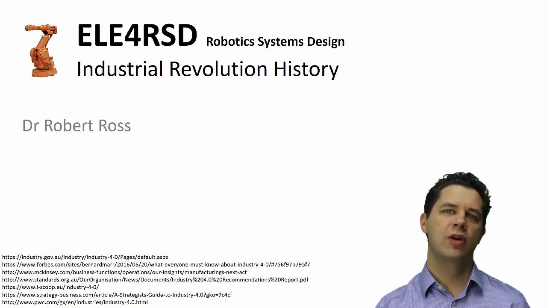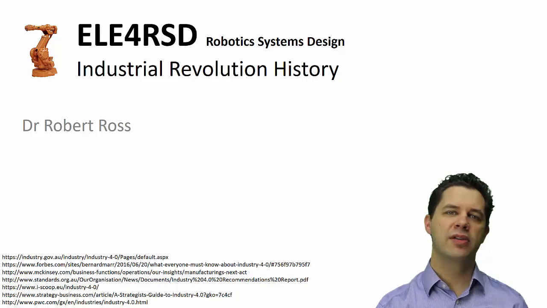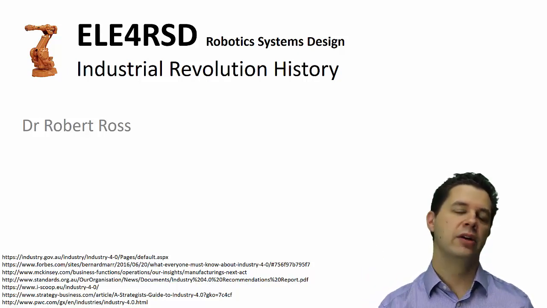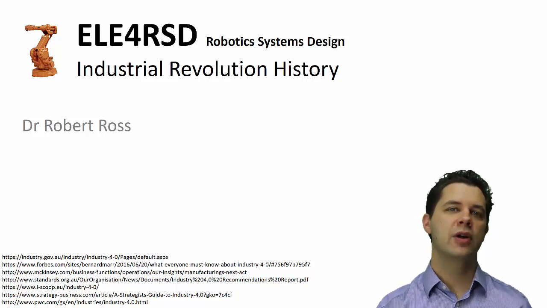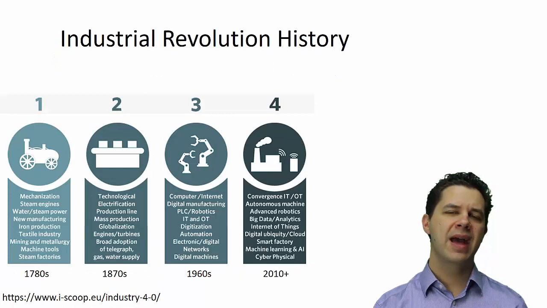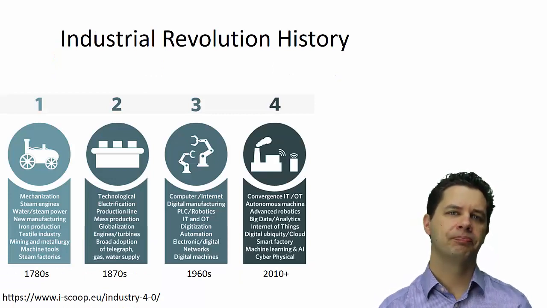So let's look at some Industrial Revolution history. For the slides that are coming up, there's a number of references down there where some of the material actually came from, and so further study could be done by looking at some of those references as well. But thinking about Industrial Revolution history for a moment, we're talking about the fourth Industrial Revolution, but where did this all come from?